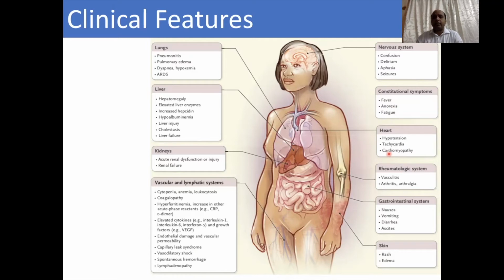It is associated with underlying rheumatological conditions like arthritis, vasculitis, and skin ulcer that you can get in the setting of macrophage activation syndrome. The GI system can also be involved, causing diarrhea, nausea, vomiting, and ascites. The skin can show a rash or ulcer. So it can affect any organ of the body; in the setting of macrophage activation syndrome, you have to keep in mind that all the organs can get affected.